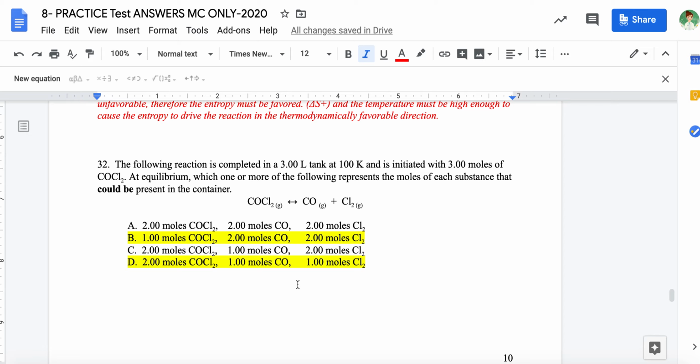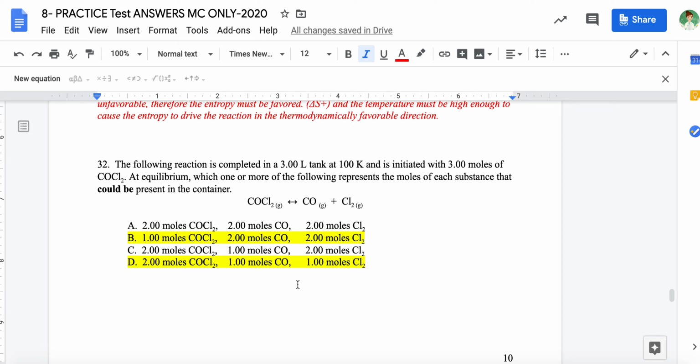All right, let's see, 32. The reaction is completed in a 3-liter tank at 100 Kelvin. It's initiated with 3 moles of the COCl2. At equilibrium, which one or more of the following represents the moles of each substance that could be present? All right, so there's a couple things we have to think about.